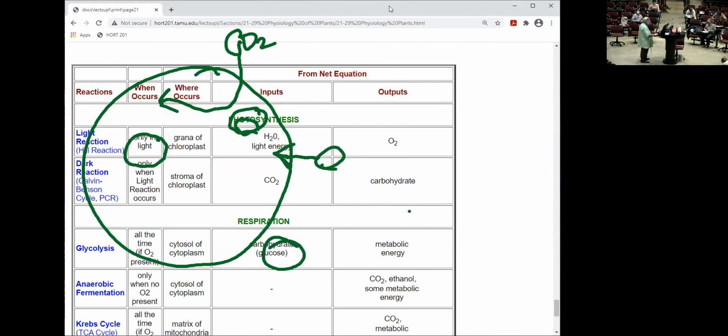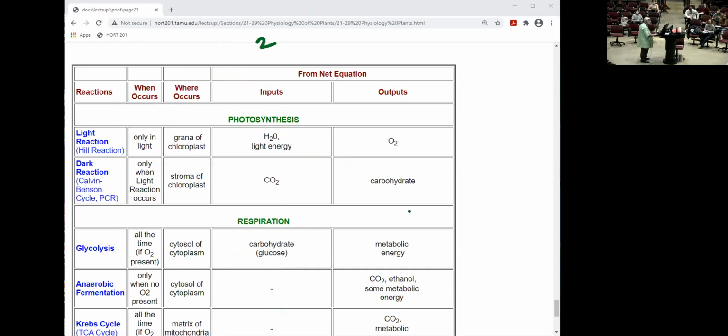I'm sharing. Okay, how come I can't get my annotation screen? Annotate. I want to erase. I want to erase, my friend. And now I want to draw again.